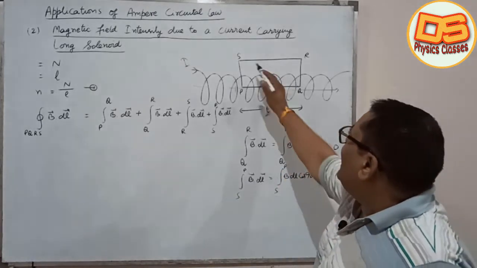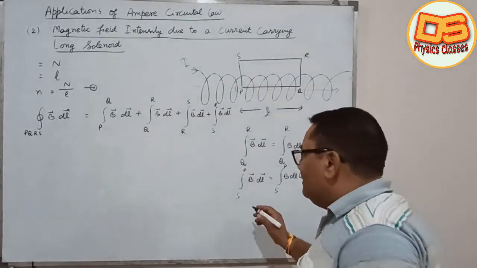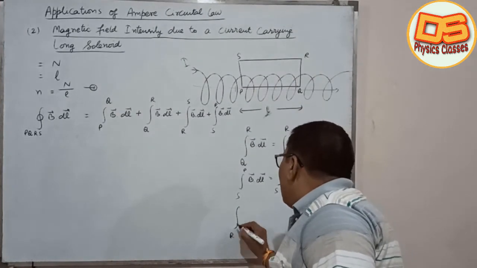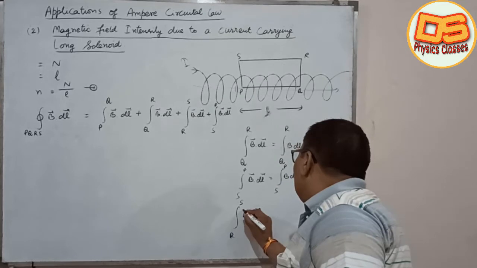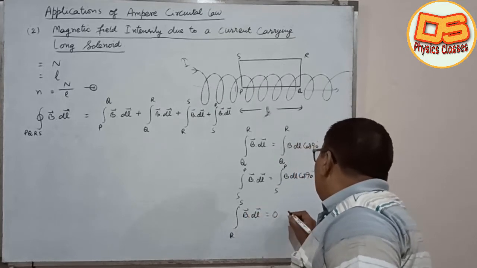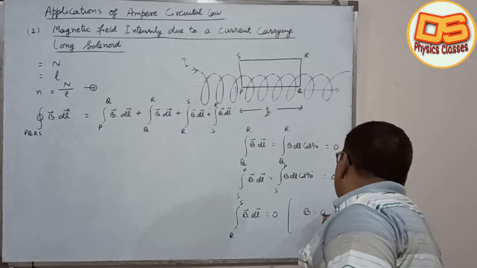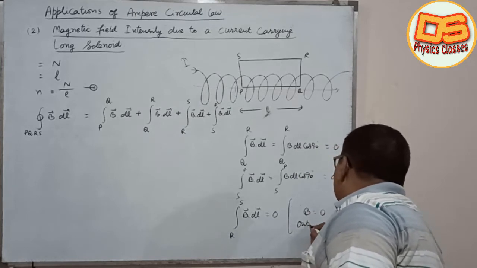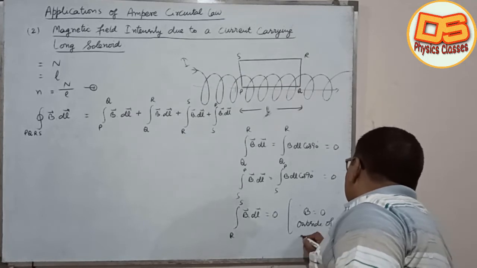Clear? And the next part, this is R to S. R to S, B dot dl is equal to 0. Reason: B is equal to 0 outside of the solenoid.